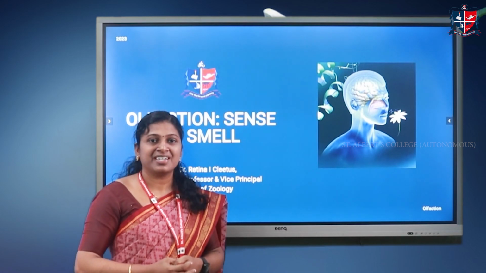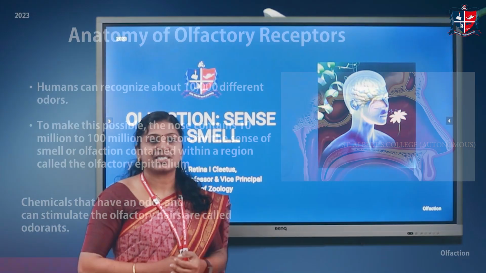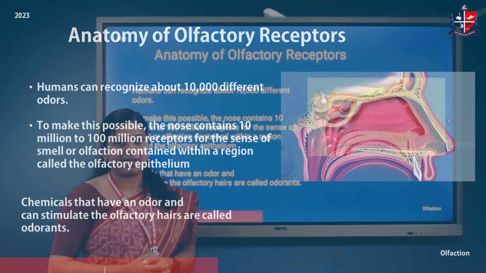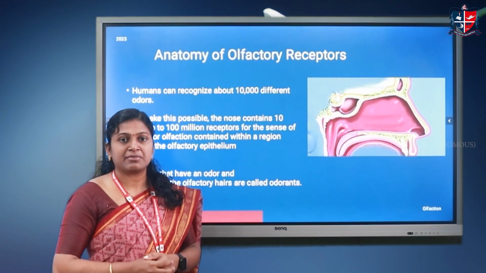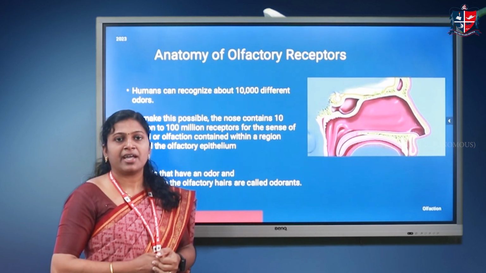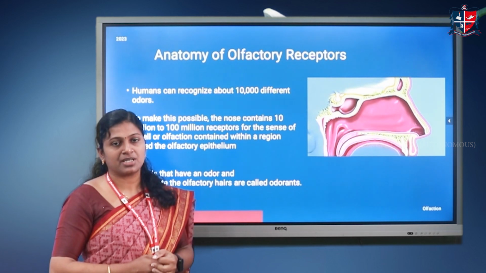Hello everyone. Let me talk about a topic called olfaction, or simply the sense of smell. Before going to the anatomy of olfactory receptors, let me tell you some facts about olfaction. A human being can recognize around 10,000 different odors.